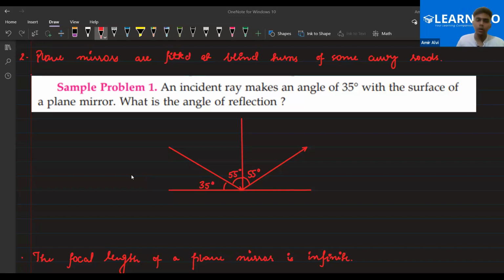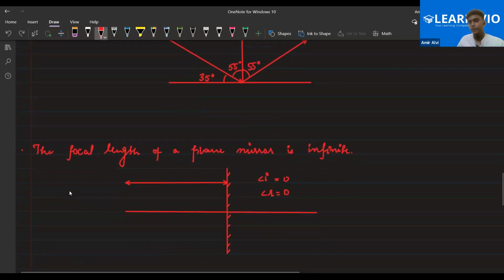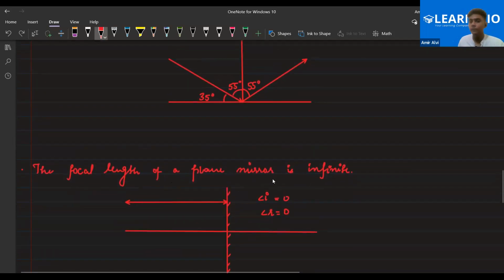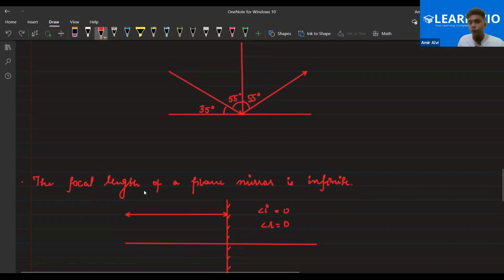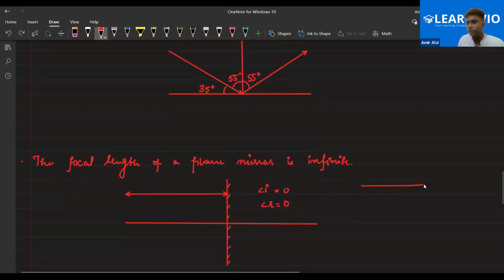Okay. So basically, let me tell you one property of the plane mirror as well. The focal length of the plane mirror is infinite. So what is basically focal length? Focal length is the point at which the parallel light ray, after reflecting, will intersect the principal axis.